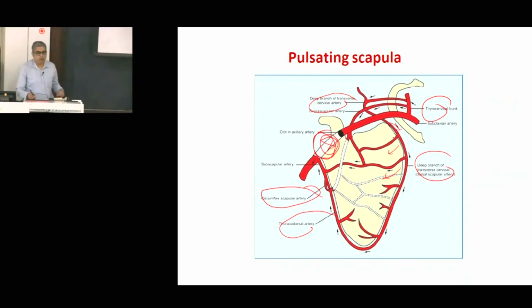If the axillary artery gets blocked here, the forearm will not get blood, and it may lead to gangrene. So an alternate channel is already there. Did everybody understand? I will take the viva now.